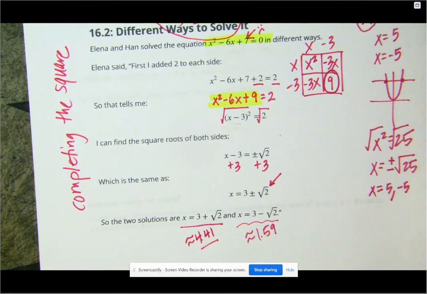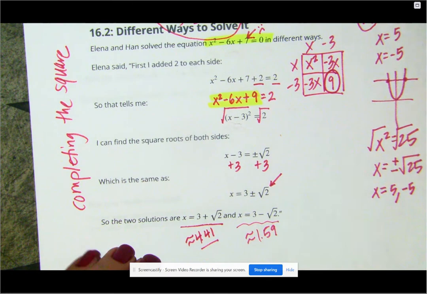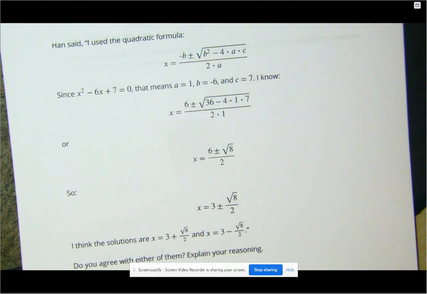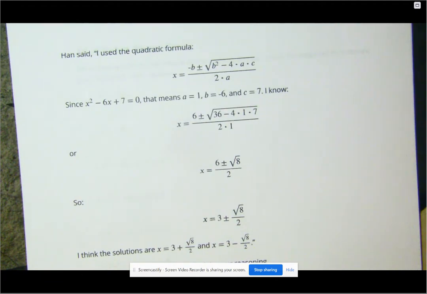Okay? Now we're going to look at the next page. The next page, Han solved it. Now you haven't seen this in a while, but in Algebra 1, you were introduced to the quadratic formula. It's a formula that allows you to find the solutions to a quadratic. And it might seem like, well, I'm always going to use the quadratic formula. It's a lot of work, and there's a lot of spots where students make errors. So it's not always the easiest way. But let's break down what Han did.